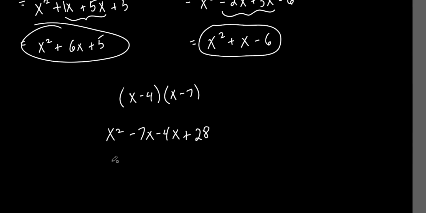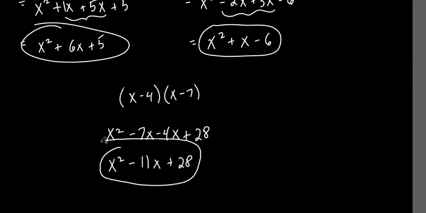Add like terms. I've got x squared. Negative 7 minus 4 is negative 11x. So you've got to put a minus sign here. If you put a plus 11x, it's wrong. You've got to have the minus 11x. And then you can't do anything with that 28, so you keep it there. That is your answer. Anybody get that in 30 seconds? Okay. So that's the FOIL method.